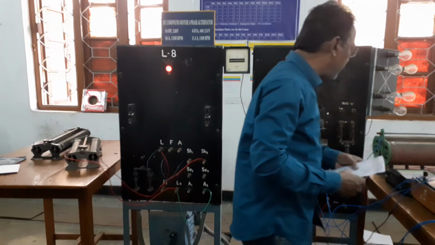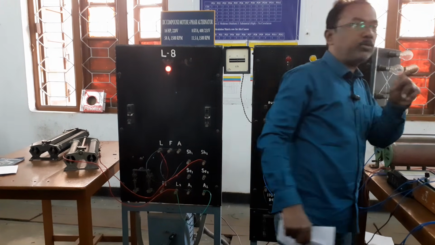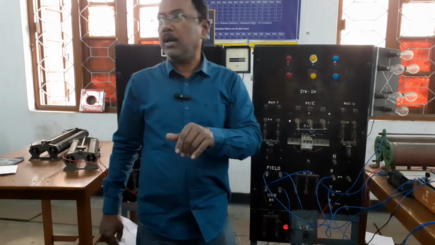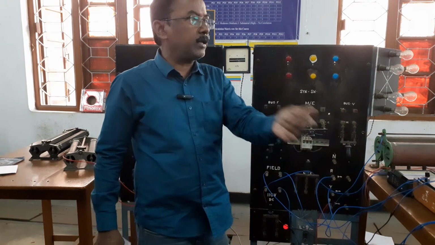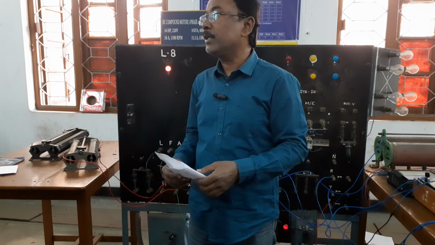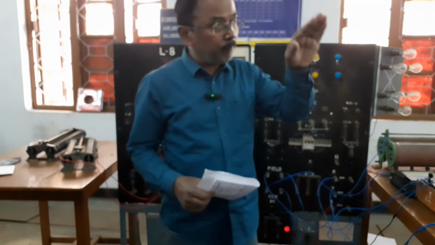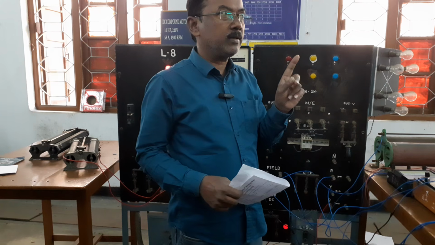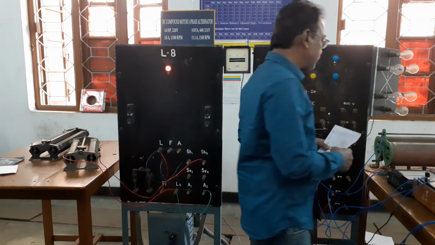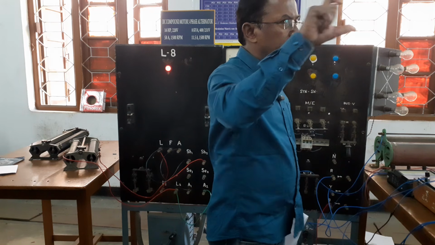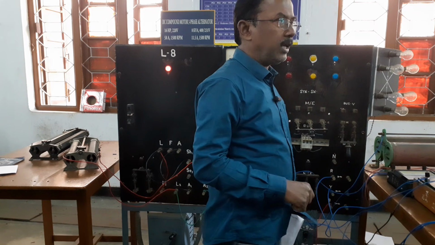Now comes to your voltage. Voltage is 320. So how to make it 200 volts? How to control the voltage of the alternator? By changing the flux of the alternator, you can control the voltage. Clear? You can control your voltage by changing the flux. Clear?